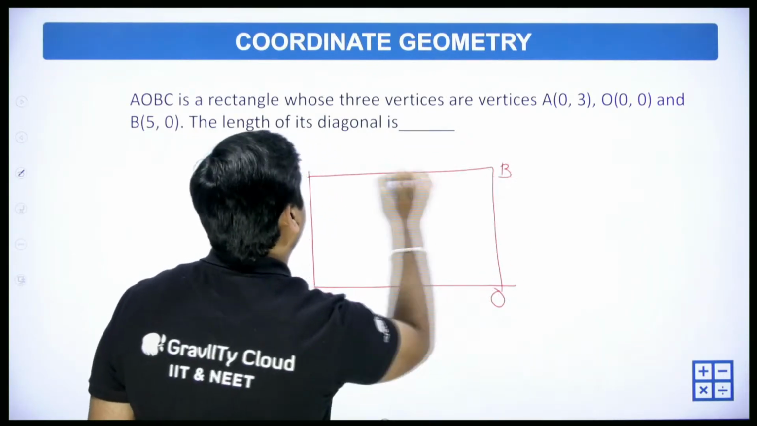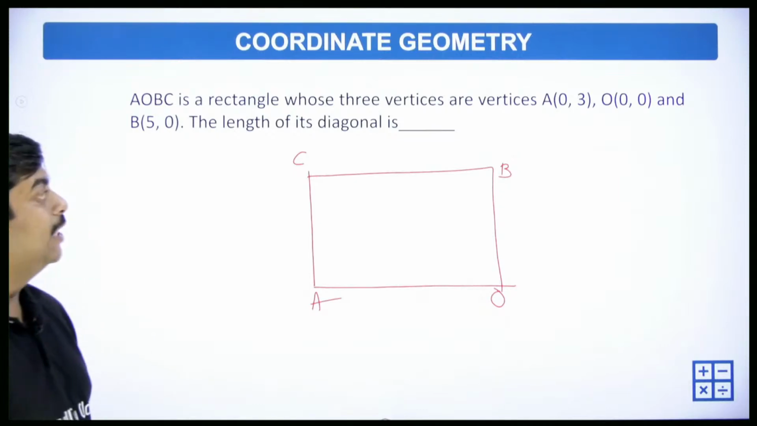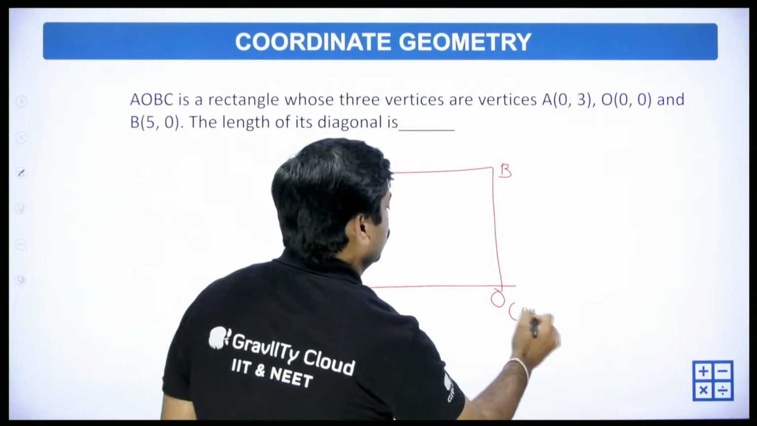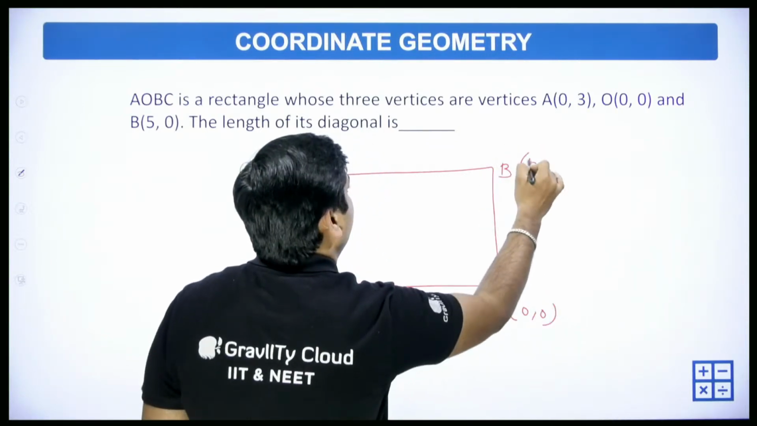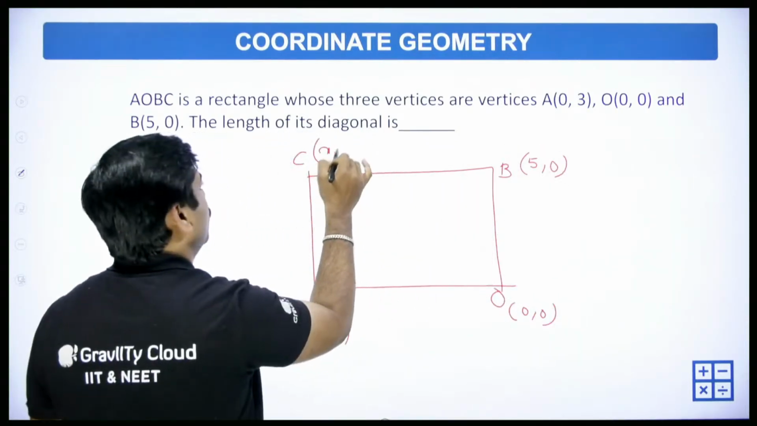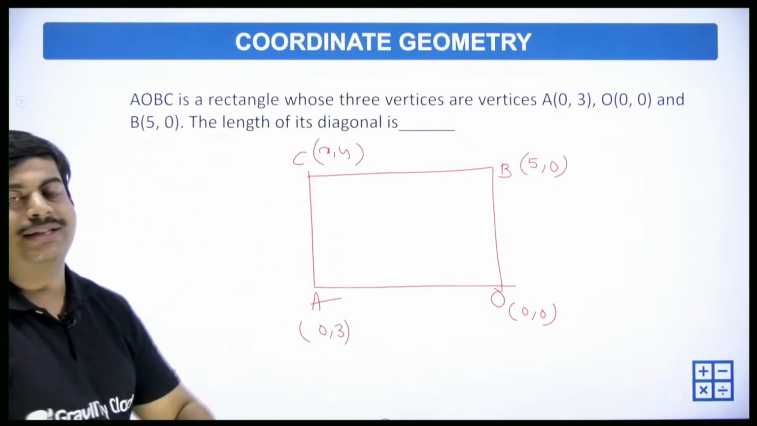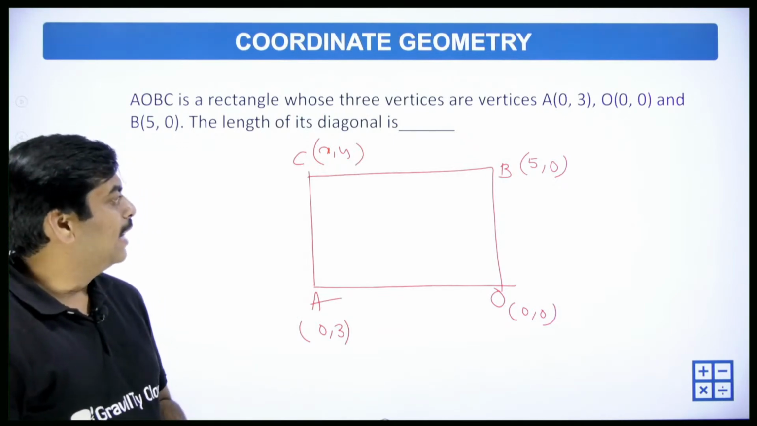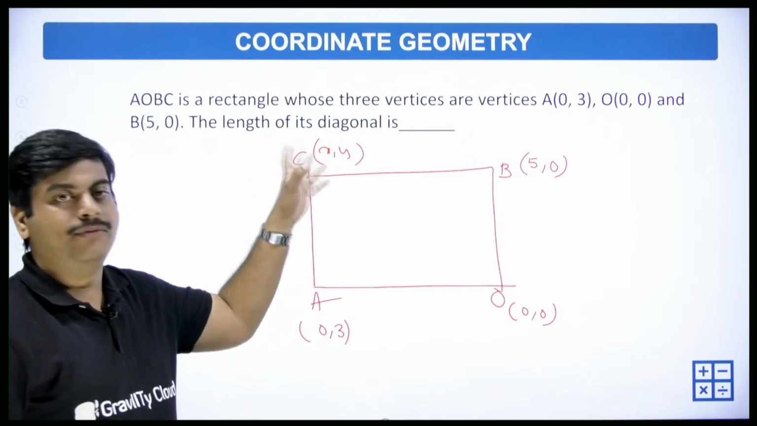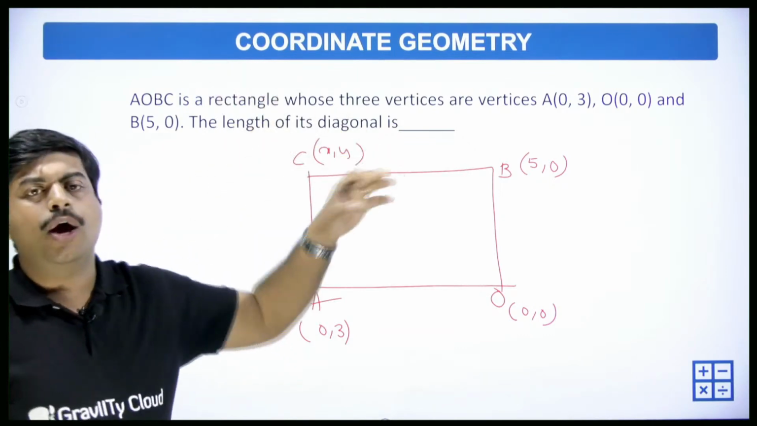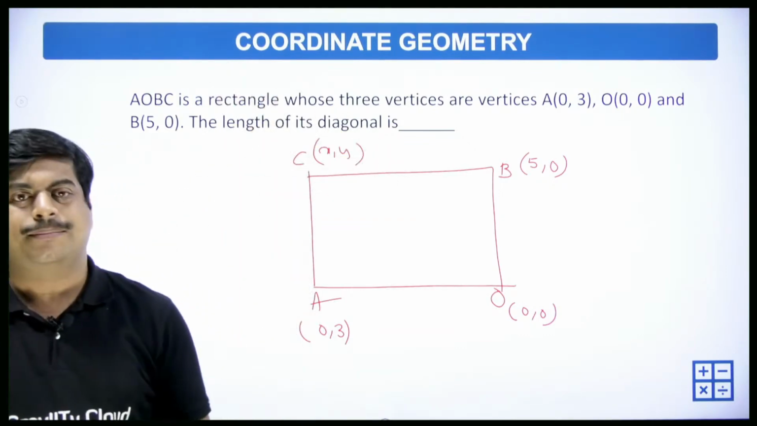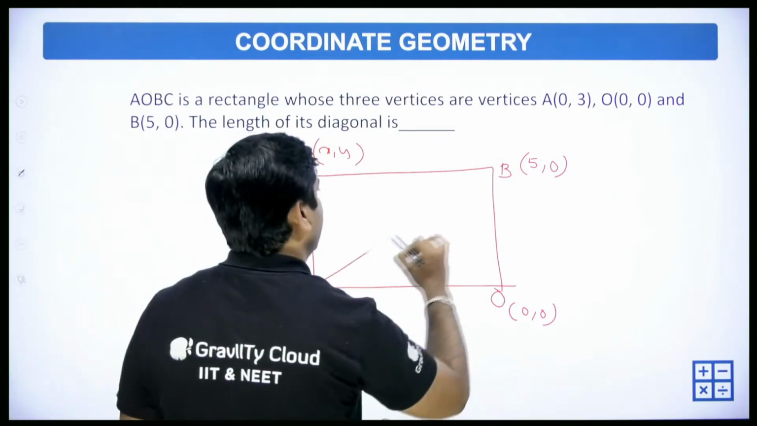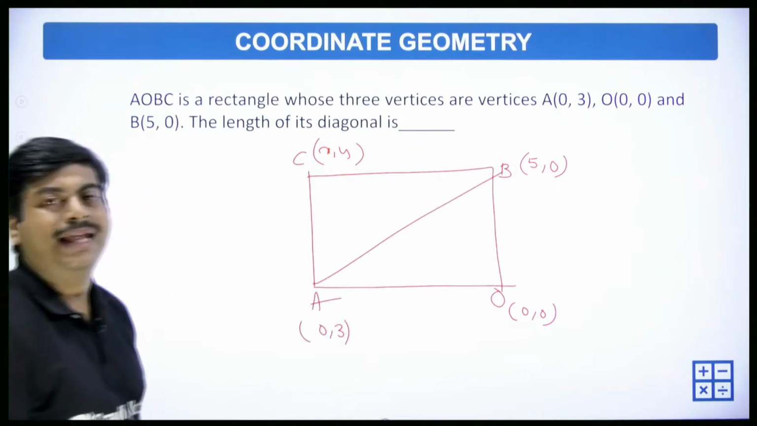AOBC is a rectangle whose 3 vertices are A(0, 3), O(0, 0), and B(5, 0). We don't know what C is. Then the length of its diagonal. For the length of the diagonal, I don't think the other vertex is required. In a rectangle, both the diagonals are equal in length. So just try to find the distance between A and B. You will get the length of the diagonal.